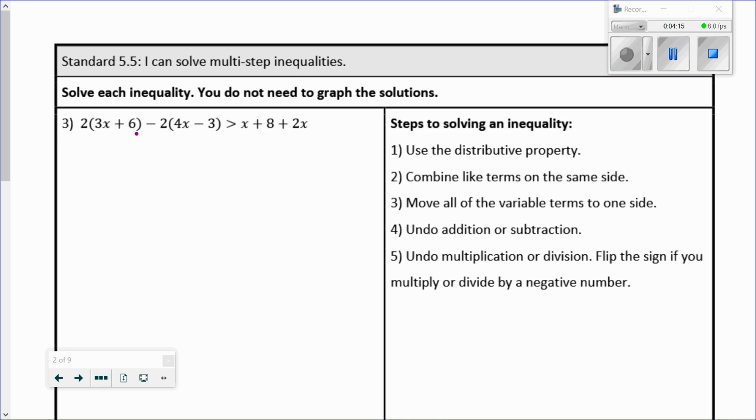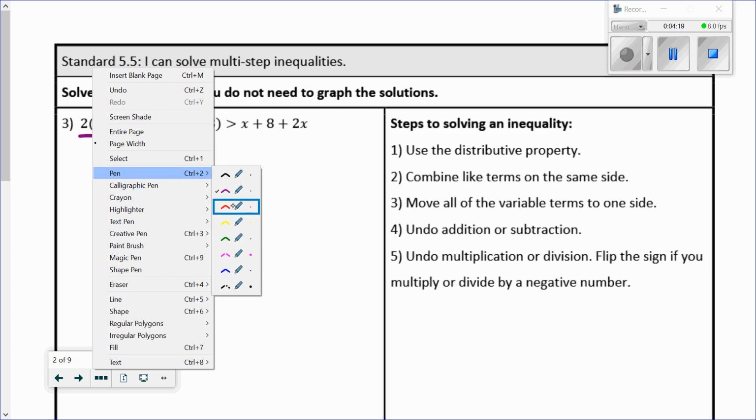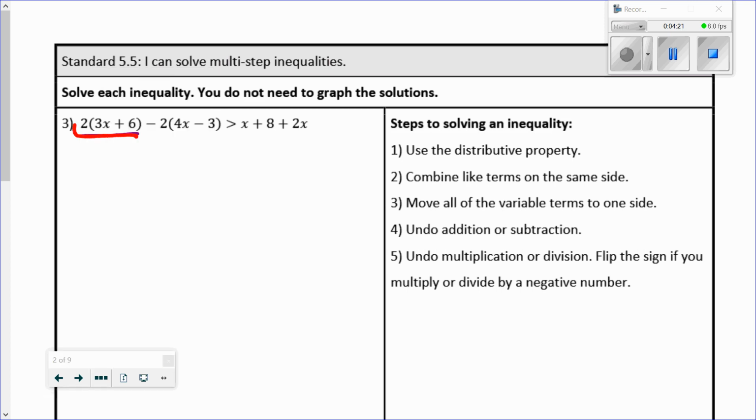So let's get our same colors. We'll start with red again. So here's this, nope, purple. Sorry. So that one and this one. So 2 times 3 to get 6x, and 2 times 6 to get plus 12. Over here I have negative 2 times 4 to get negative 8x, and negative 2 times negative 3 to get plus 6. Greater than sign. The other side just stays x plus 8 plus 2x.